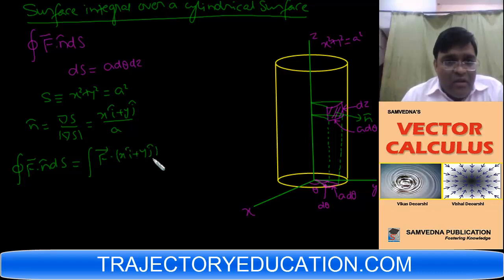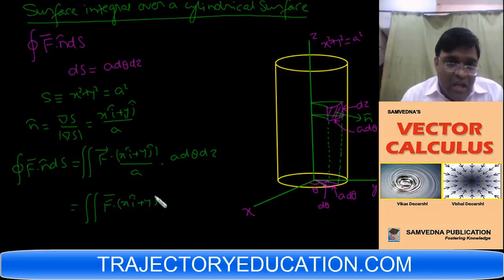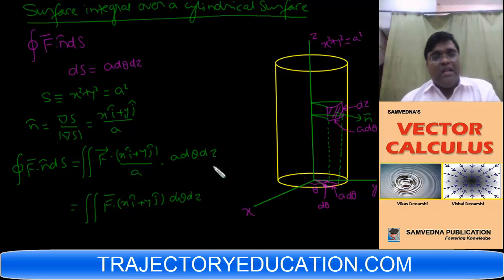So this surface integral converts to F dot n dS equals F dot (x i plus y j) upon a, times a d theta dz. So this converts to a double integral, and I write F dot (x i plus y j) d theta dz.